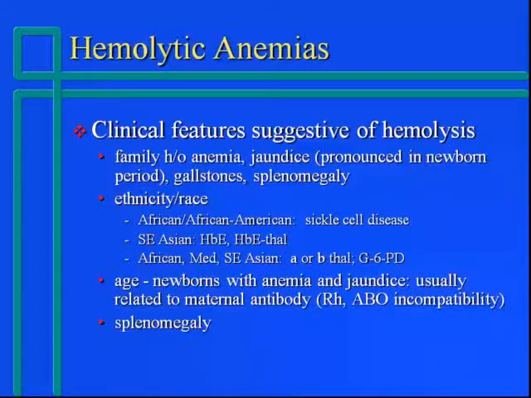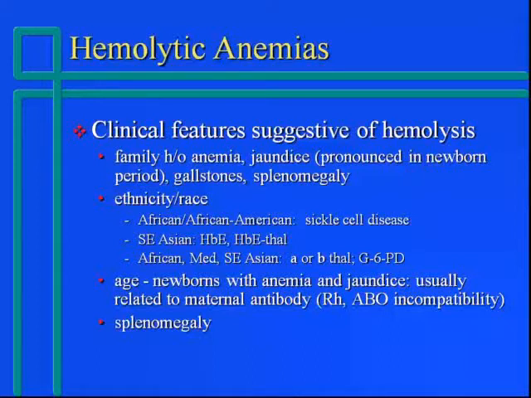Certain ethnicities and races have a higher prevalence of some of the hemolytic disorders. In particular, sickle cell disease is most common in African and African American populations. We see hemoglobin E and hemoglobin E thalassemia in Southeast Asians. And then the African, Mediterranean, and Southeast Asian populations all have a high prevalence of alpha and beta thalassemia and also G6PD deficiency. The age of onset is important.